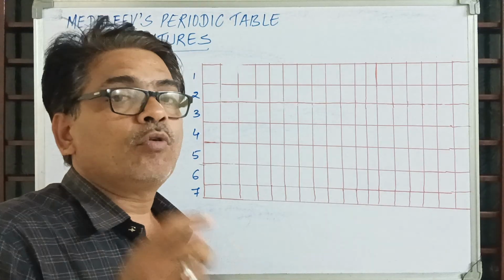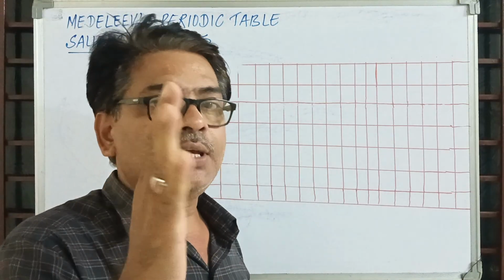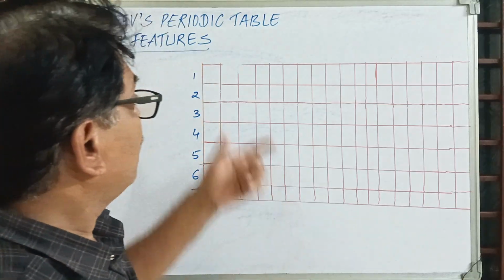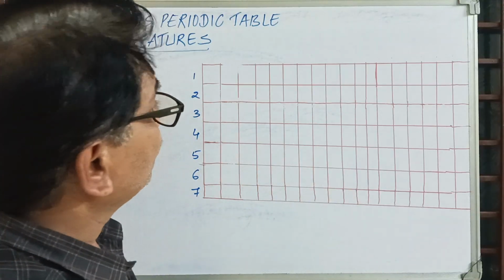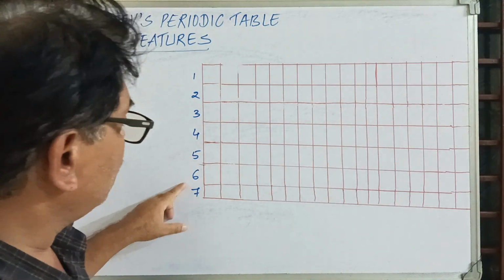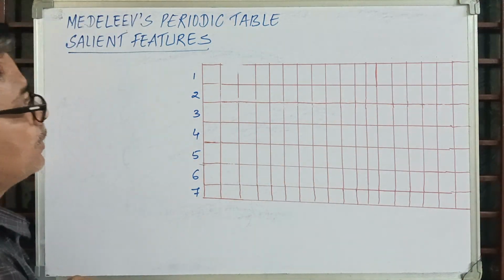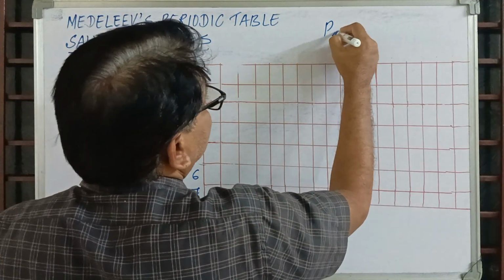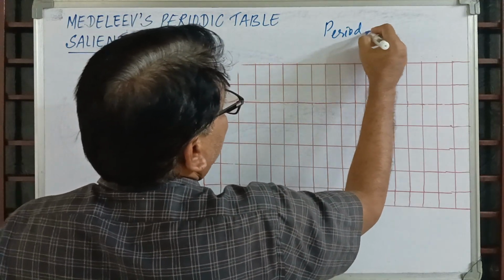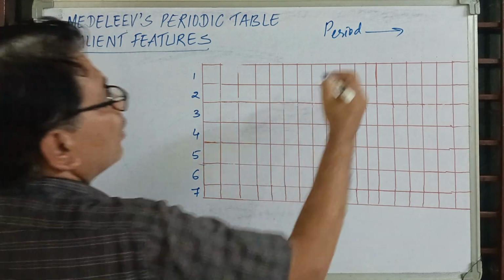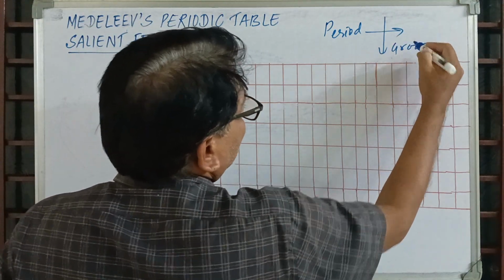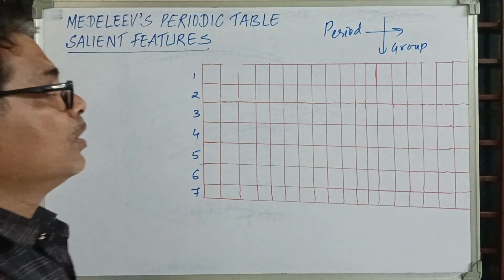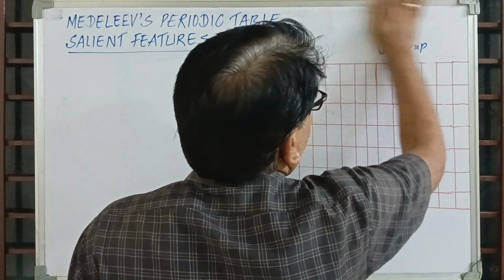Let me tell you, drawing a modern periodic table is very easy actually. You have to draw 18 columns like this, and 7 horizontal rows. These are called periods, and they are represented like this. And if you go down, it is called a group. So it's understood there.